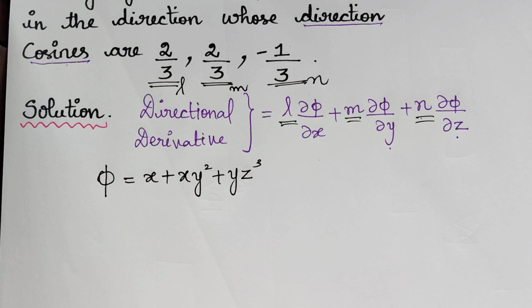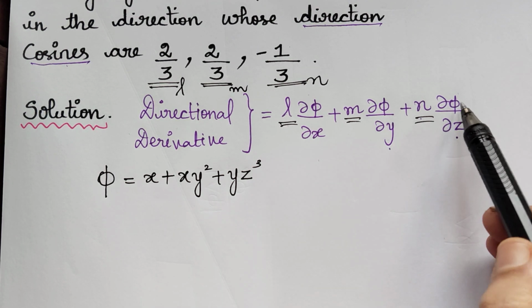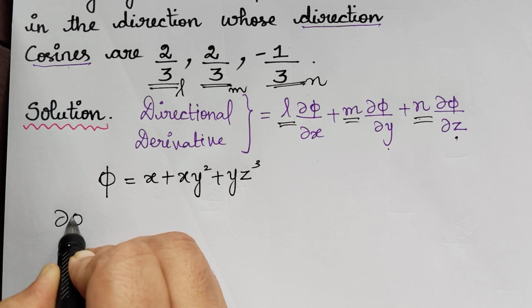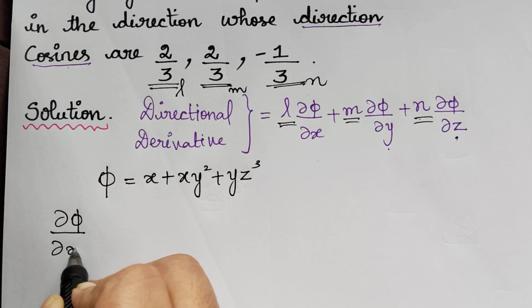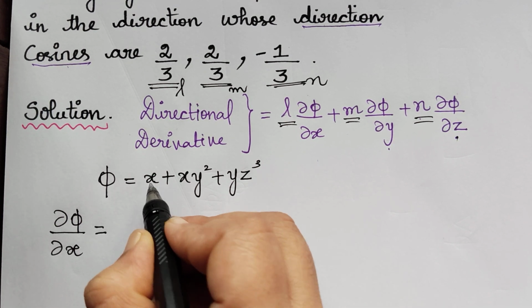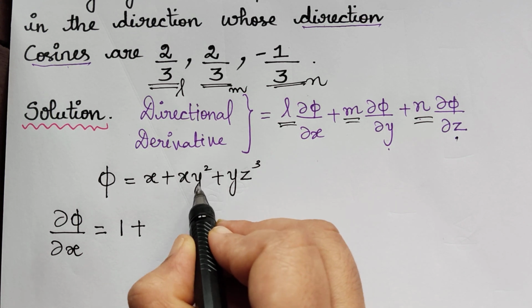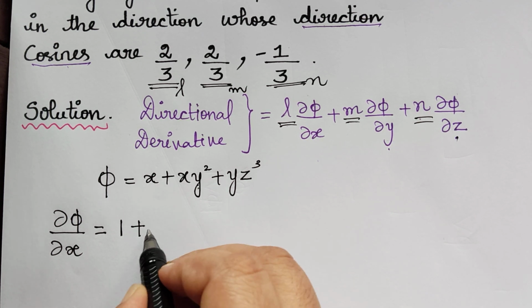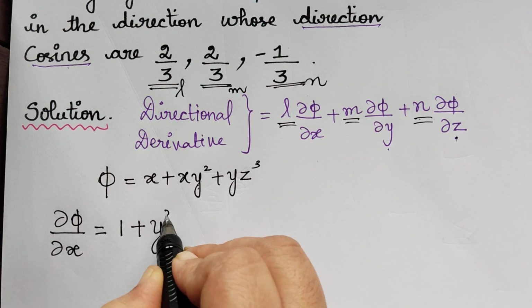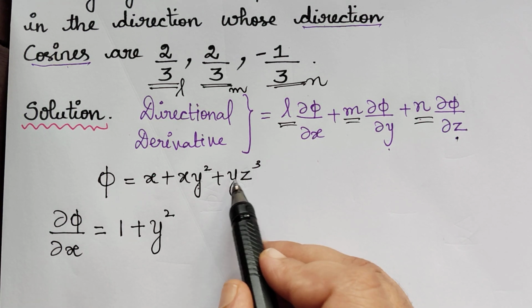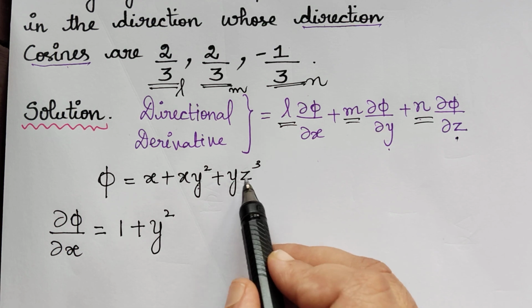Now we shall find ∂φ/∂x, ∂φ/∂y and ∂φ/∂z for the given scalar point function. On differentiation of φ partially with respect to x, the differentiation of x is 1, plus y square has to be treated as constant, so it will be 1 into y square, which is 1 plus y square. And this becomes 0 as these two terms, y and z, will be treated as constants.